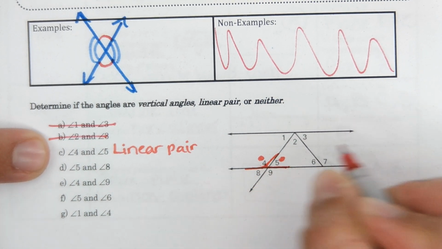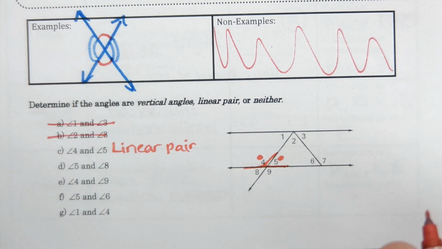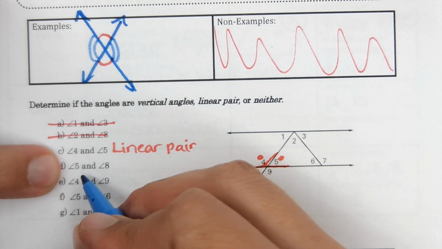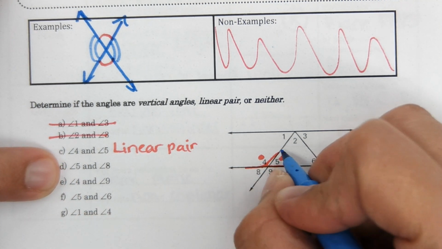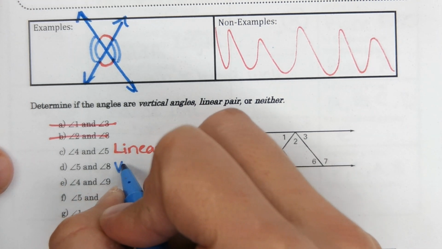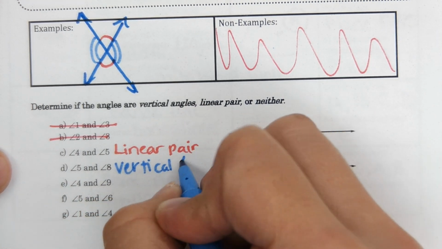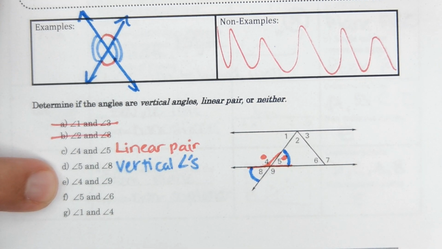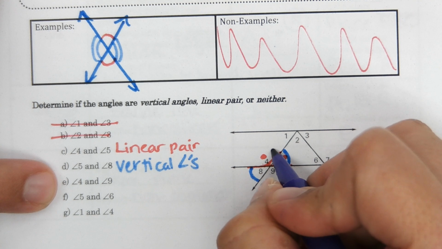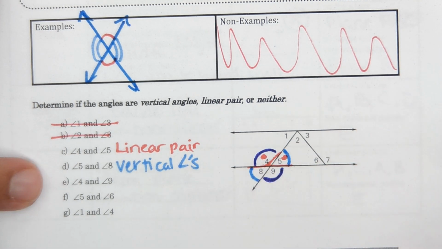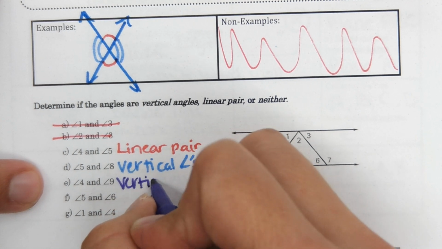Does that make sense to you? Some people in my last class were looking at the line instead of the angle and they were getting confused. So if you have questions, let me know. 5 and 8. So here's 5 and here's 8. They're definitely opposite, so they are vertical angles. And then 4 and 9. Here's 4, here's 9. They're opposite, they're vertical angles.